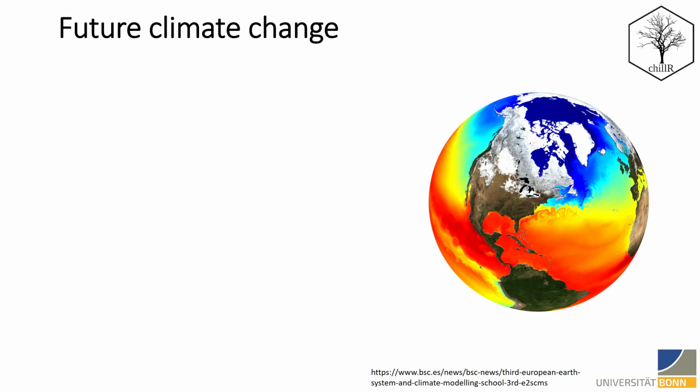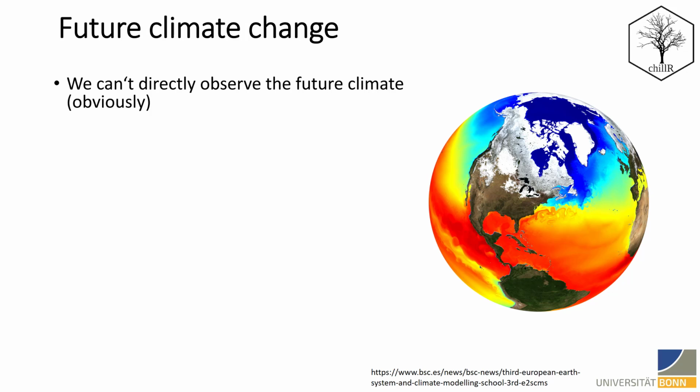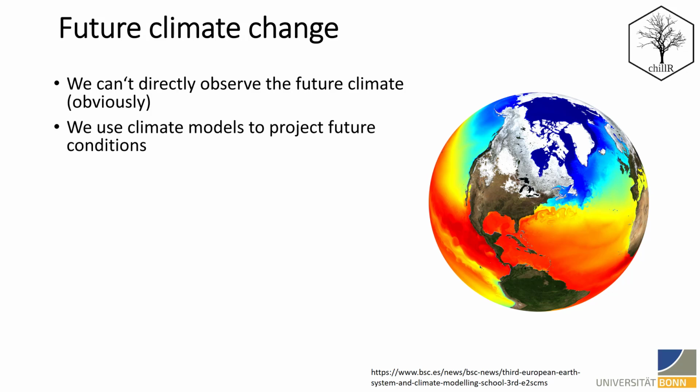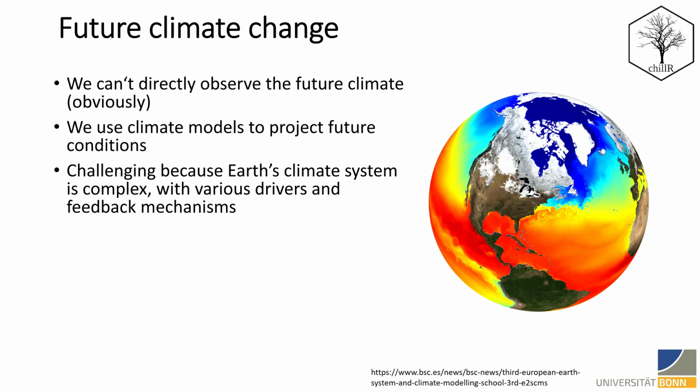Future climate change. Well, what can we know about it? Obviously, we can't observe the future climate directly. This is evident, and this is why we need models. We need climate models to project future conditions. This, however, is pretty challenging because Earth's climate system is pretty complex, and there are various drivers that we already learned about, and also various feedback mechanisms that we have a very hard time being able to fully predict.